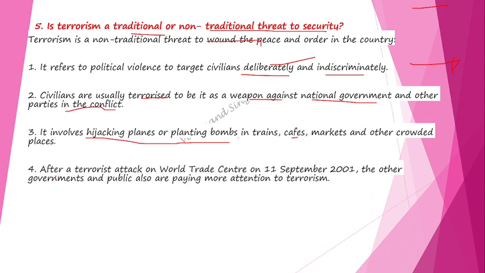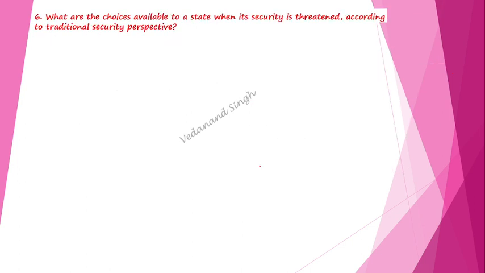And the next, the fourth point: after the terrorist attack on the World Trade Center on 11 September 2001, governments and the public have been paying more attention to terrorism. On the 11th of September 2001 there was a terrorist attack on the World Trade Center. So it also drew the attention of people and governments towards terrorism, because it disturbed a lot of the world.